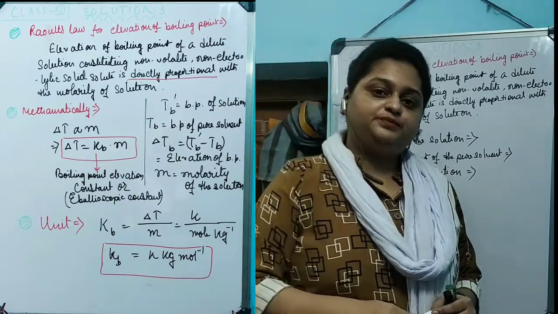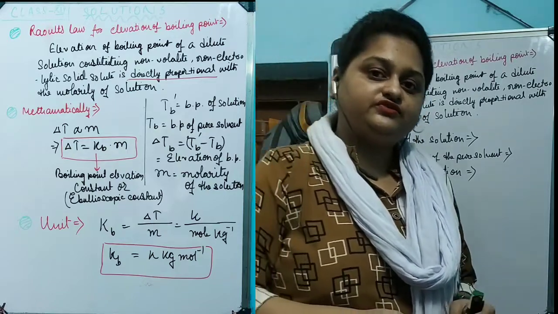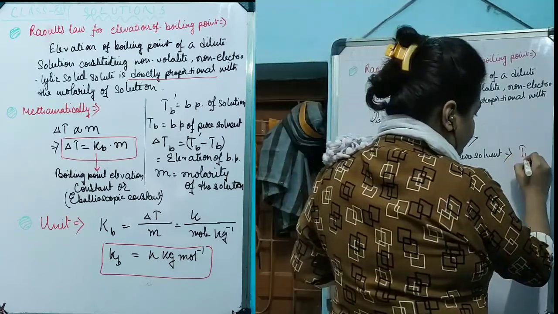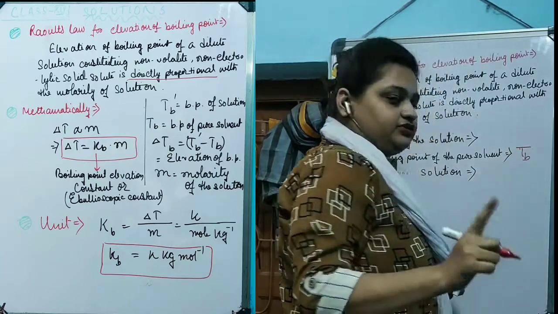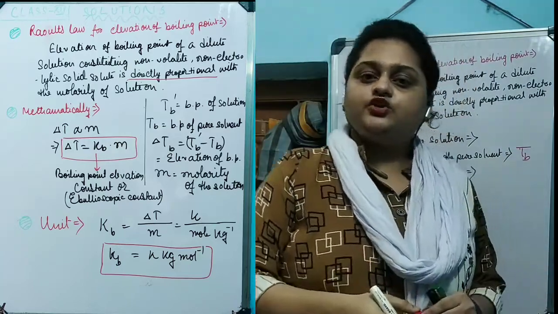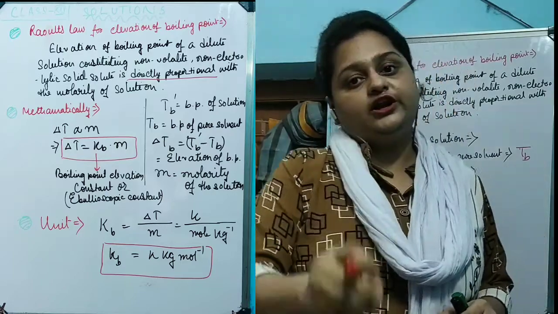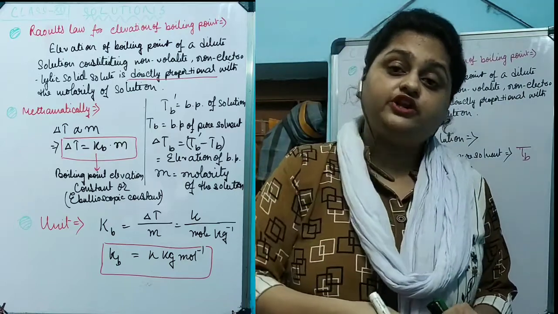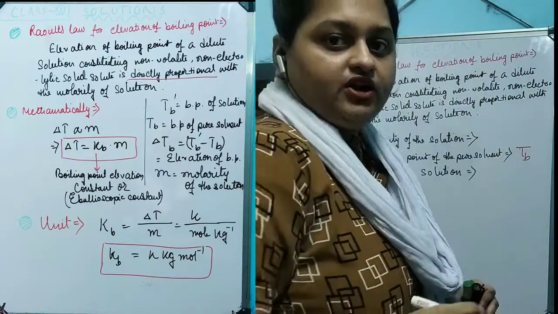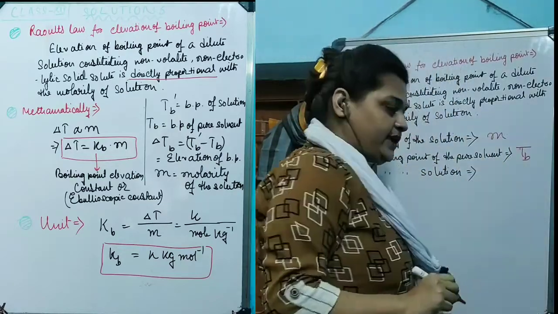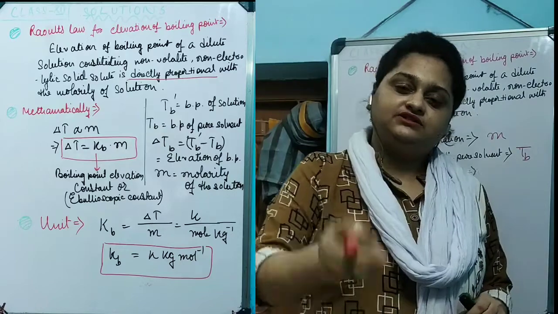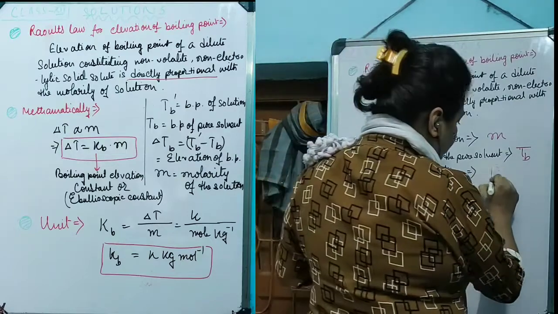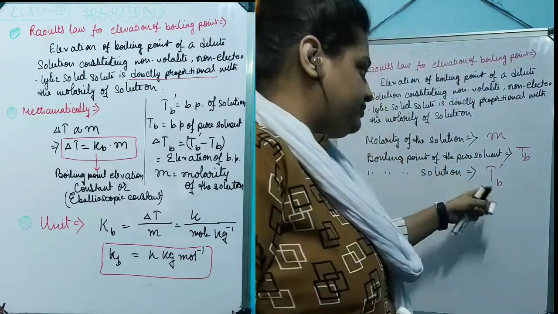You have taken a pure liquid solvent, and you observe the boiling point of that pure solvent to be, let's say, TB. TB is the boiling point of the pure solvent that you have taken, and then you have added a non-volatile, non-electrolytic solid solute to that liquid solvent and made a solution. The molarity of the solution you have found out, let's say it is M. You also observe the boiling point of the solution that you made. Now you got the boiling point of the solution to be TB prime.